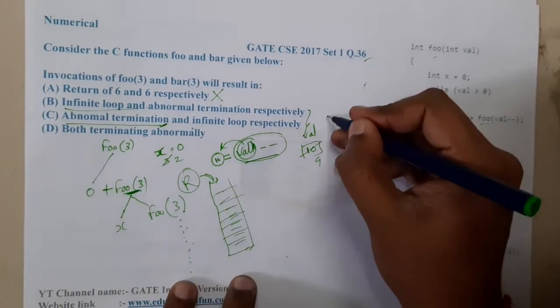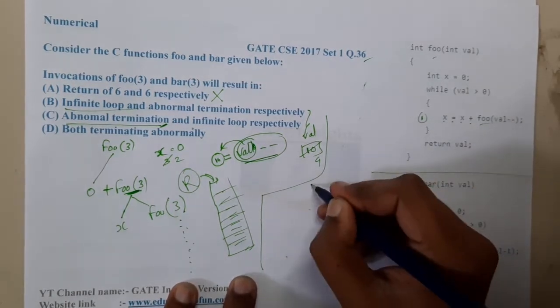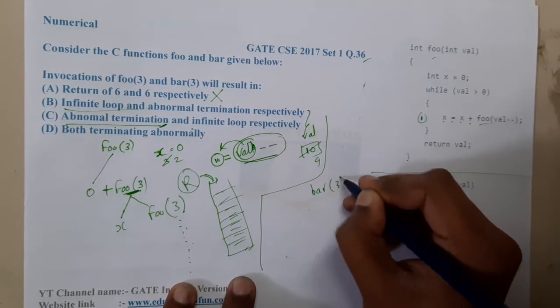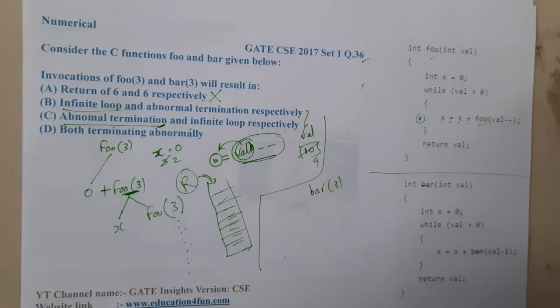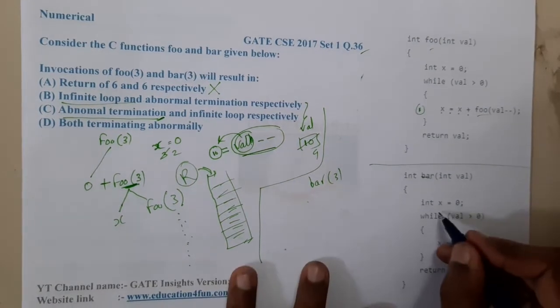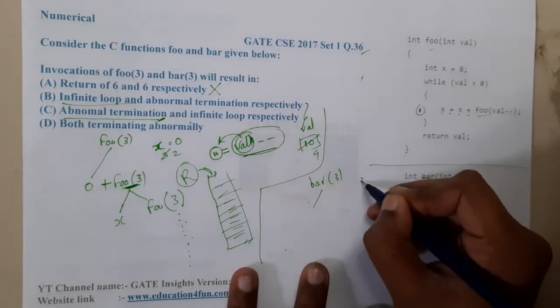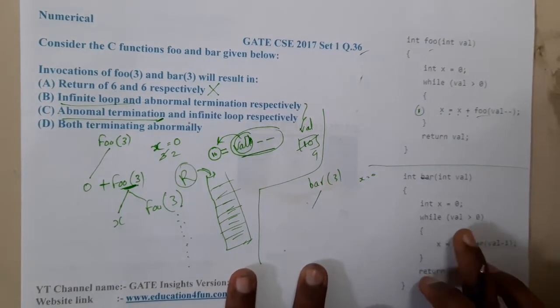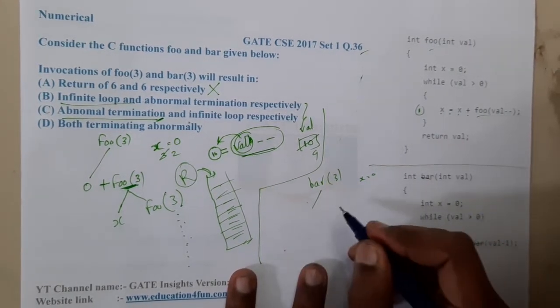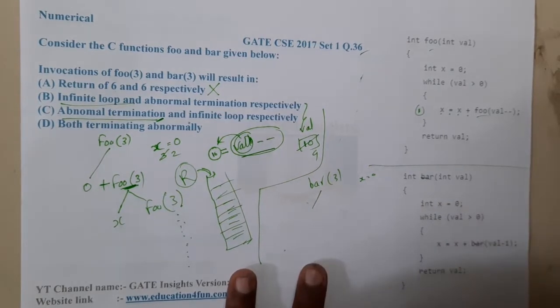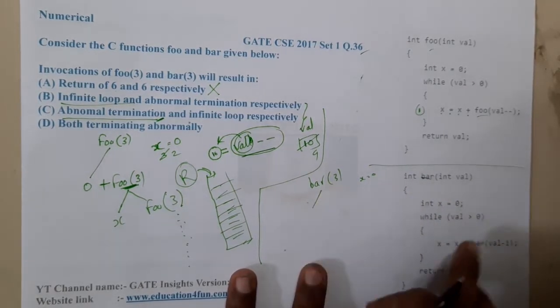Now you have a clear idea about the foo function. Let us check bar of 3 and observe the situation here. The initial value of x is 0 here also. Here again you are checking the val value. What is the val value? It is 3, and 3 is greater than 0, so you go inside.